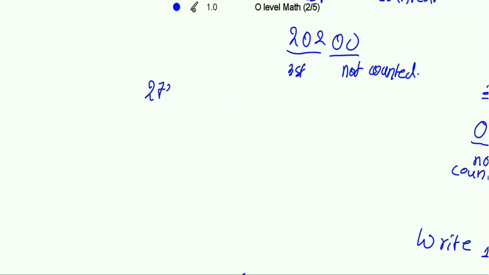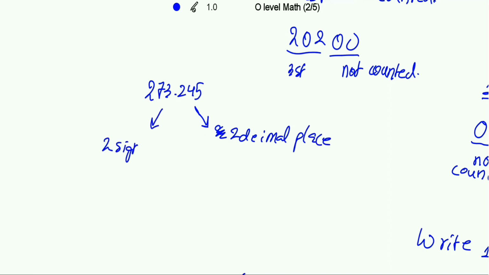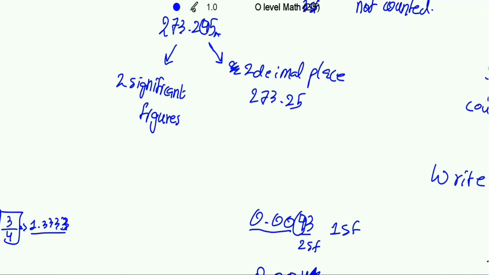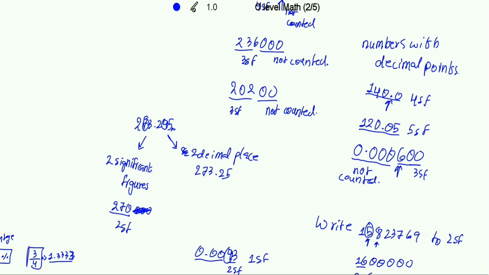Okay, the number 273.245, and I want to convert this to 2 decimal places and 2 significant figures. For 2 decimal places, I'm going to round at this digit. So it's going to be 273.25, since this 5 is greater than or equal to 5. And for 2 significant figures, I'm going to round at this digit. So it's going to be 270, and I'm not going to round the 0 at all because it is not considered a significant figure. So this is 2 significant figures excluding 0.